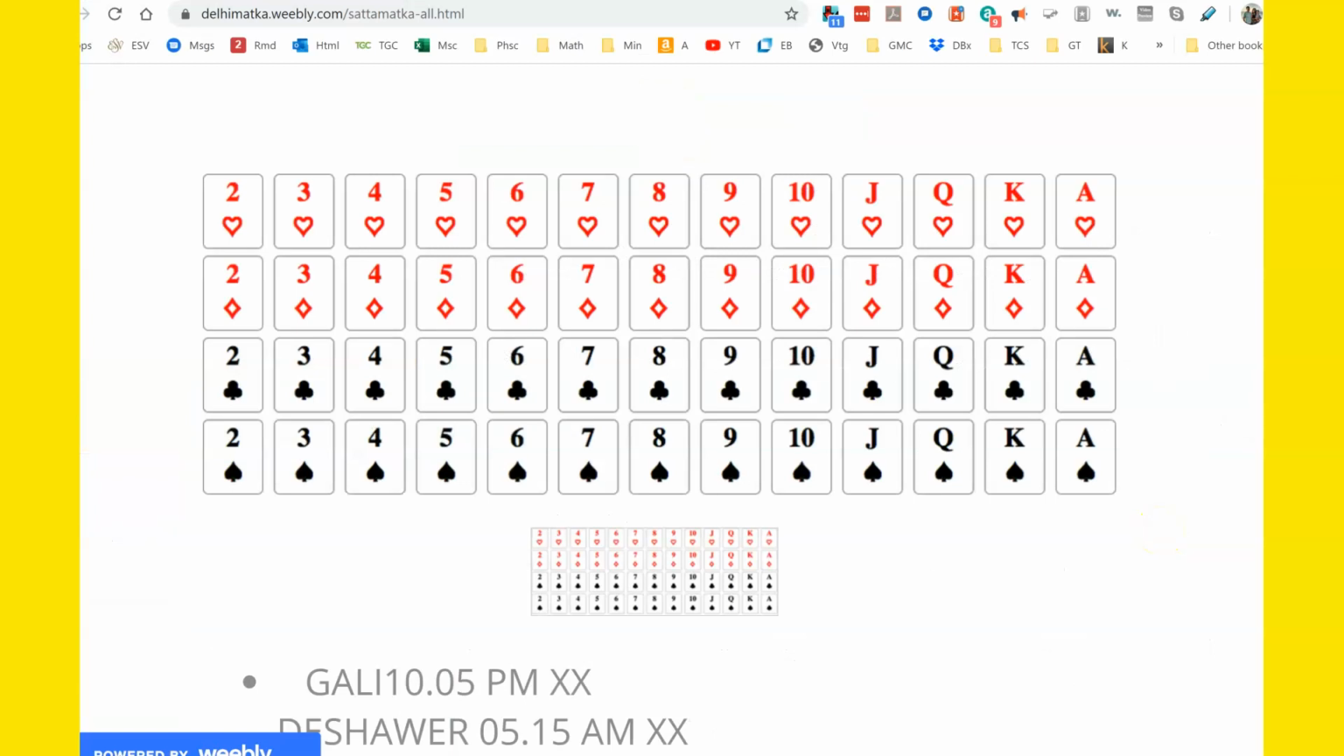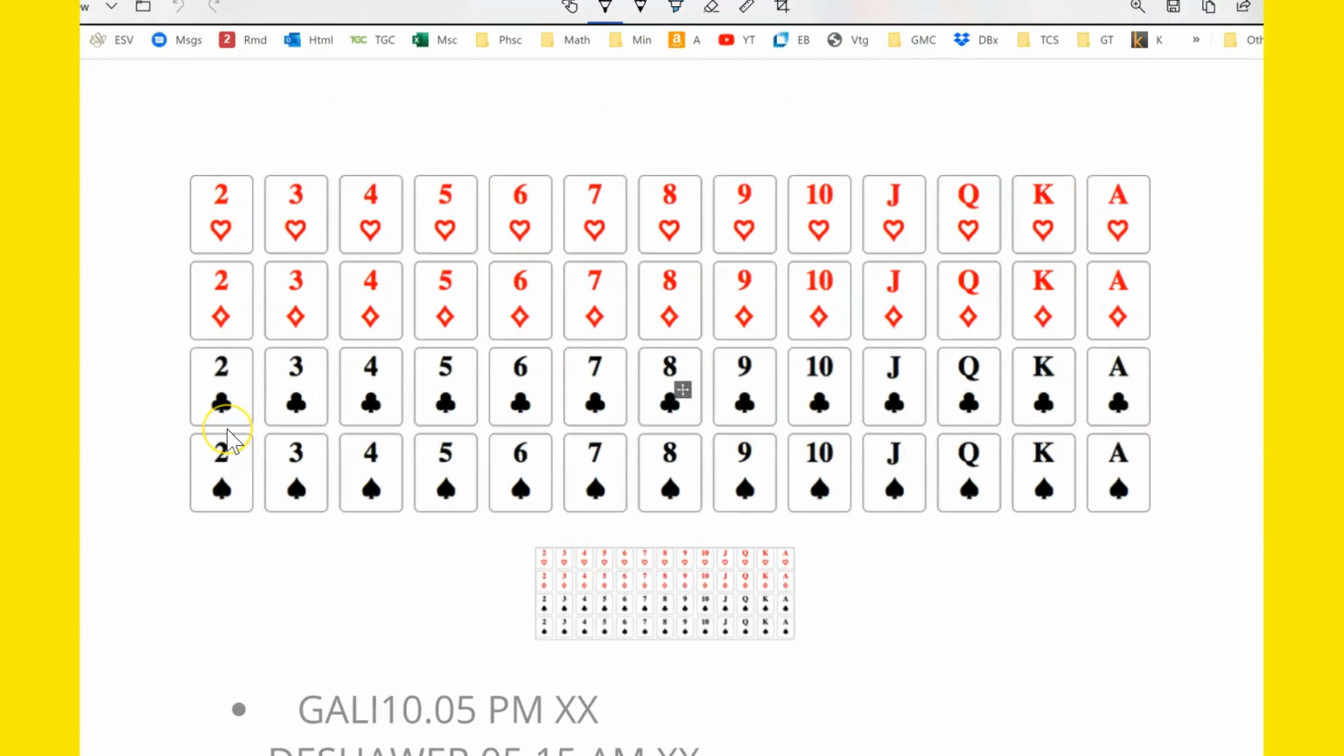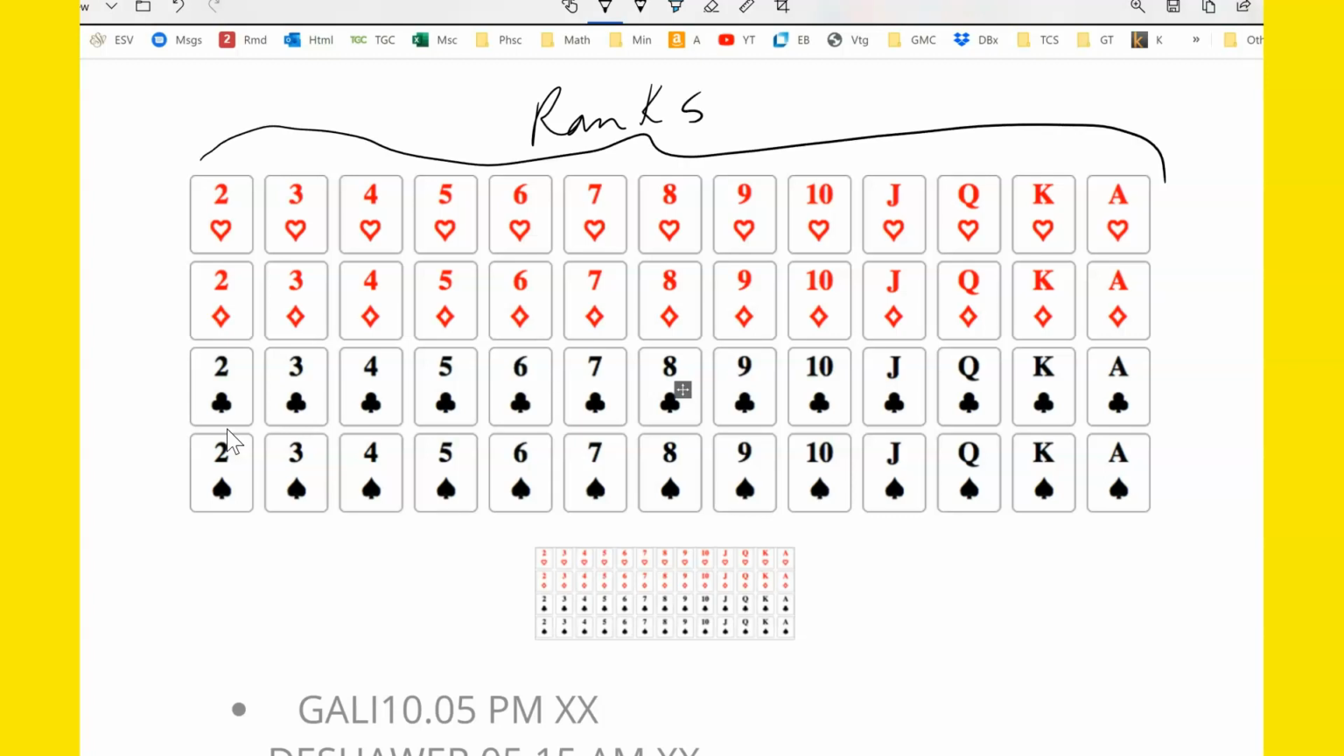Here is basically the entire deck of cards laid out in order. These are called ranks. All of these are called ranks. The ranks are 2, 3, 4, 5, 6, 7, 8, 9, 10, Jack, Queen, King, Ace. Those are all ranks.